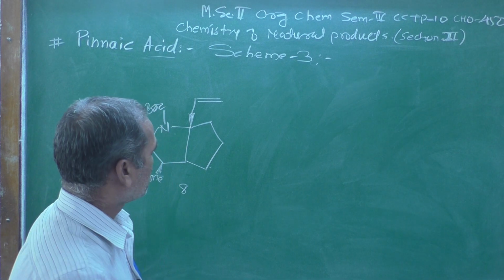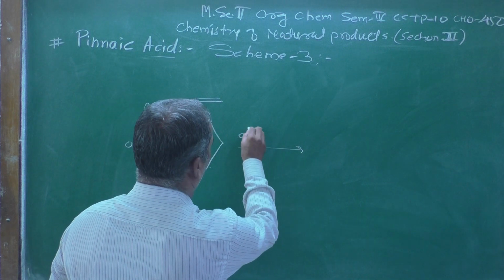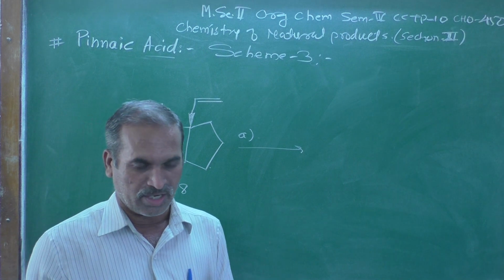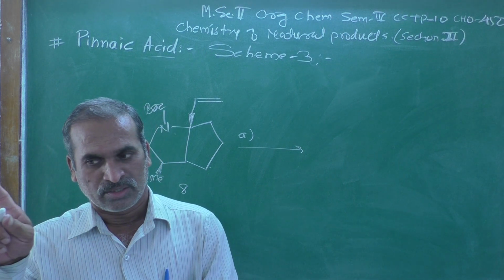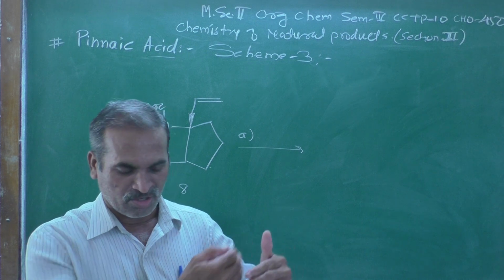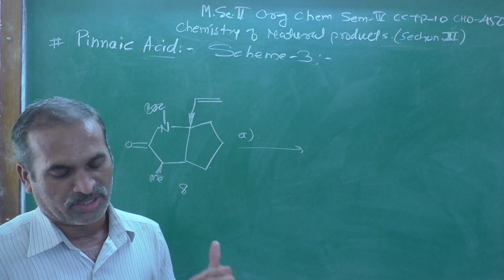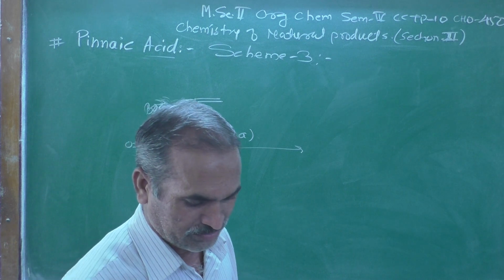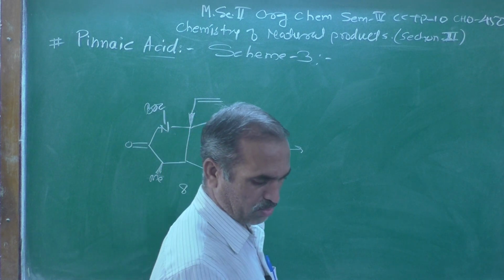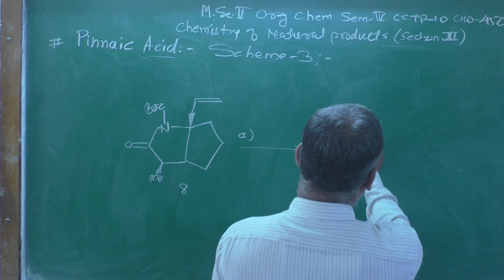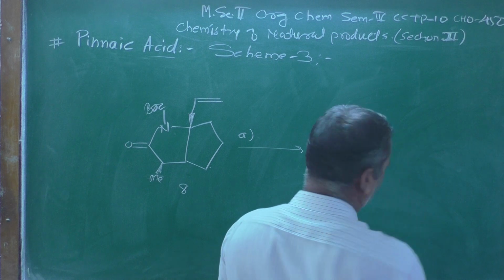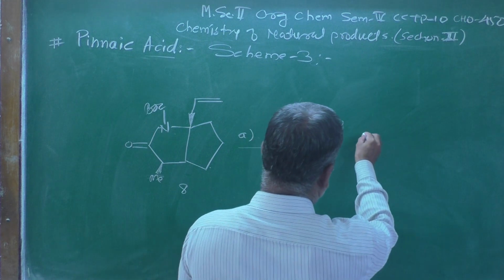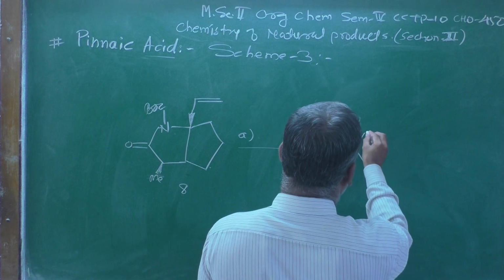And now I am adding reagent A on it. What could reagent A be? We will see that shortly after completing the structure representation of scheme number 3. So when reagent A is added here, what do you get? You are going to get the structure as shown in the figure here.